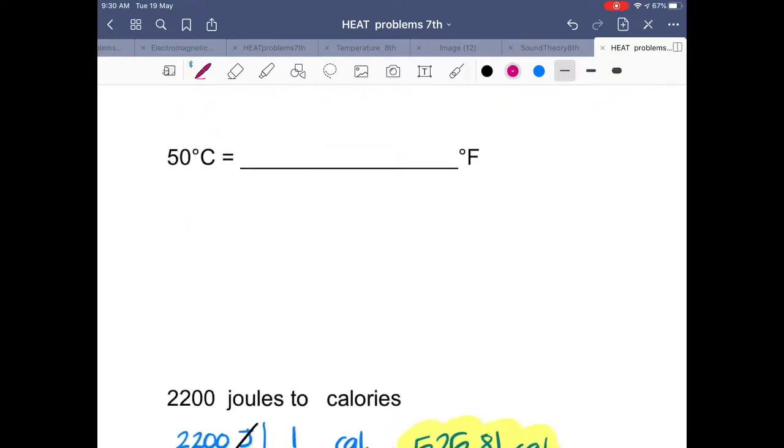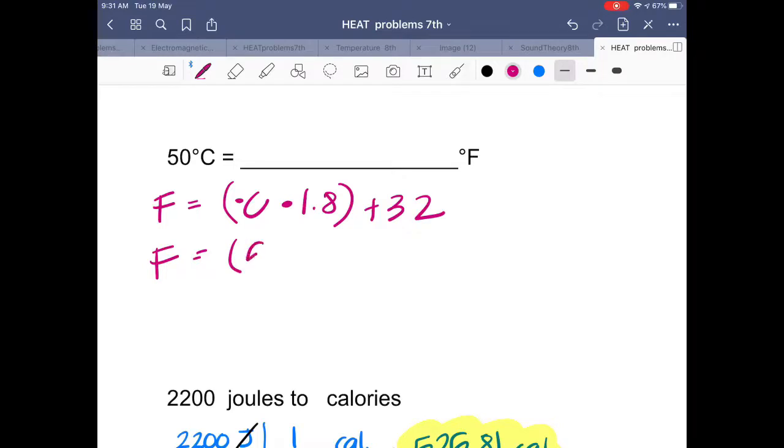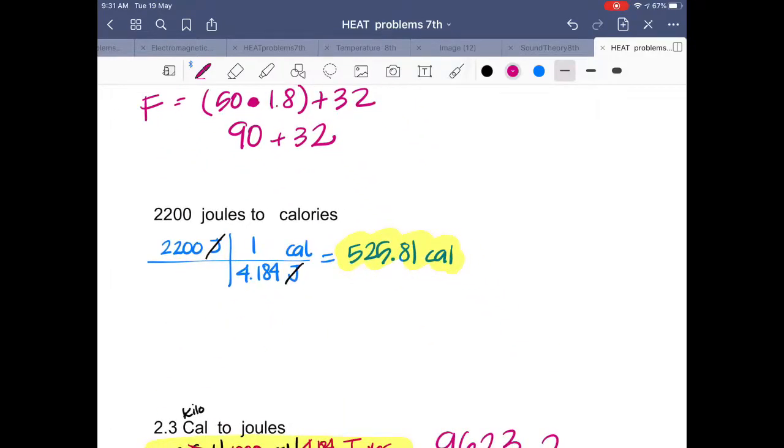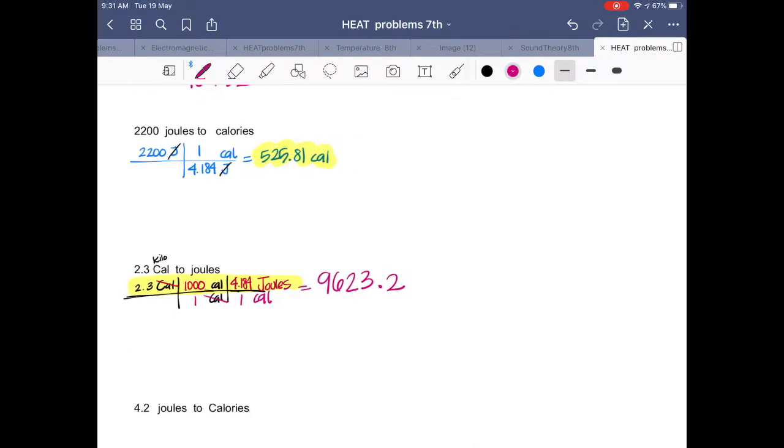And then you have Celsius to Fahrenheit. We have Fahrenheit equals degrees Celsius times 1.8 plus 32. So Fahrenheit equals 50 times 1.8 plus 32, which is 90 plus 32, 122. Okay? Now let's review these ones that we were doing yesterday.